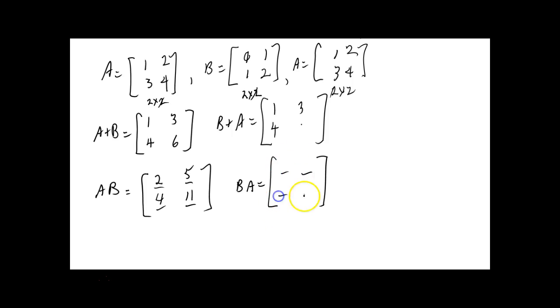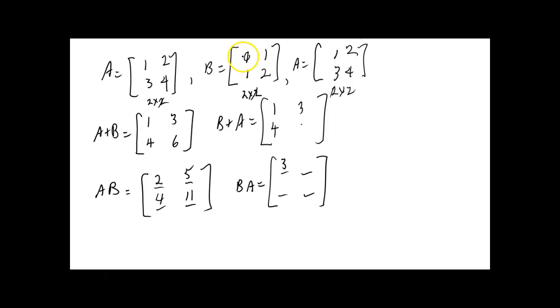Let's do those. The 1, 1 entry is 0 times 1 is 0 plus, oh wait, no, you said 3? Yeah, 3. And you can see right now they are not commutative. But let's continue.